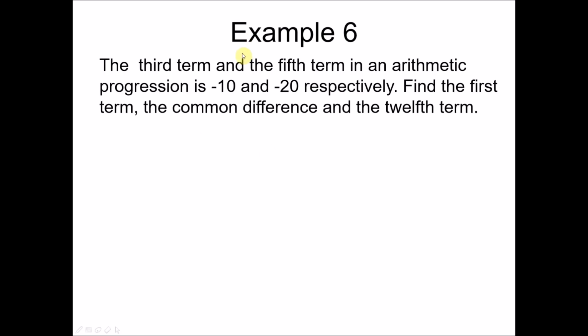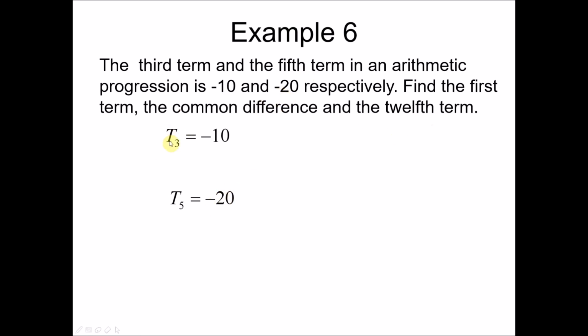The third term and the fifth term in a given arithmetic progression are -10 and -20. Find the first term, which means find the value of a. The common difference means find the value of d. And the 12th term means T12. In order to find this, first we write down what information we have. The third term is -10, T3 equals -10. The fifth term is -20, given here.